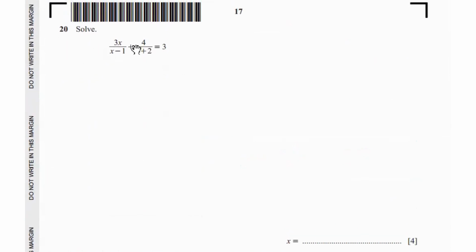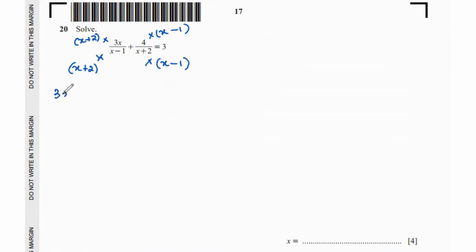Then it says solve 3x over x minus 1 plus 4 over x plus 2 equals 3. So we have this algebraic fraction and we need to find the value of x. As you know, whenever we're adding or subtracting fractions with unlike denominators, the first step is to make the denominators the same. So you multiply the first fraction by x plus 2 and the second fraction by x minus 1.